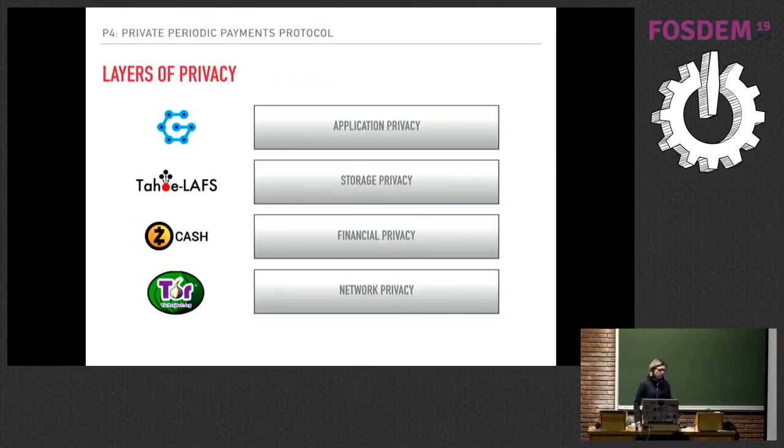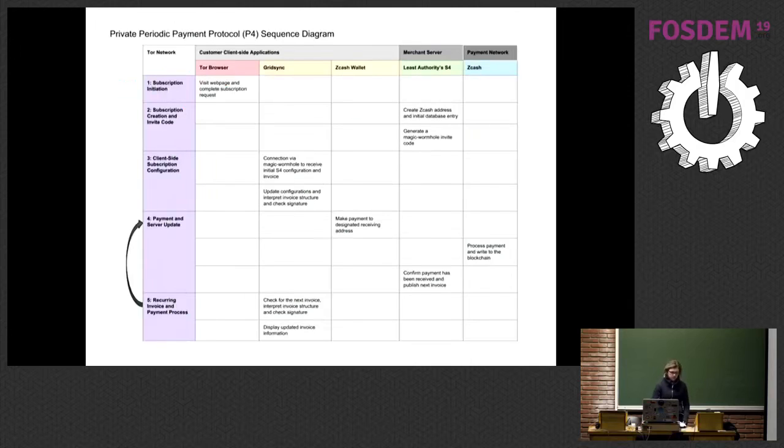These are the layers of the different tools that we incorporated. So GridSync is the application layer privacy, and this is basically just a user interface for Tahoe LAFS. Tahoe LAFS, that project, also open source, and this is what is used for the distributed storage. And then Zcash shielded transactions for the financial transaction privacy, and then Tor for network privacy. So here is the actual step through of how the private periodic payment protocol works.